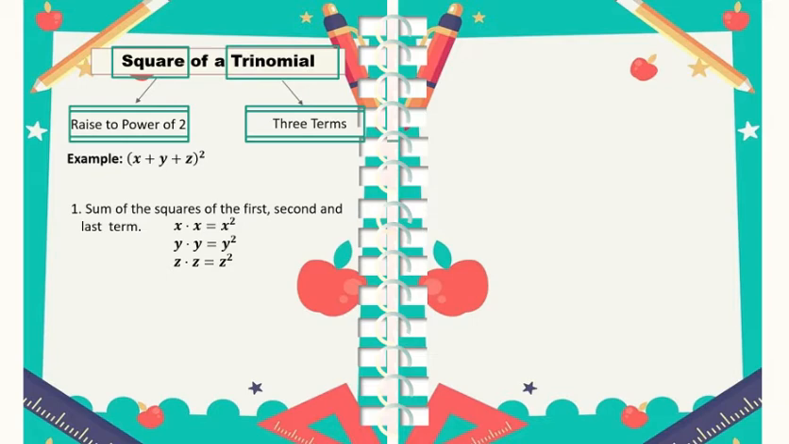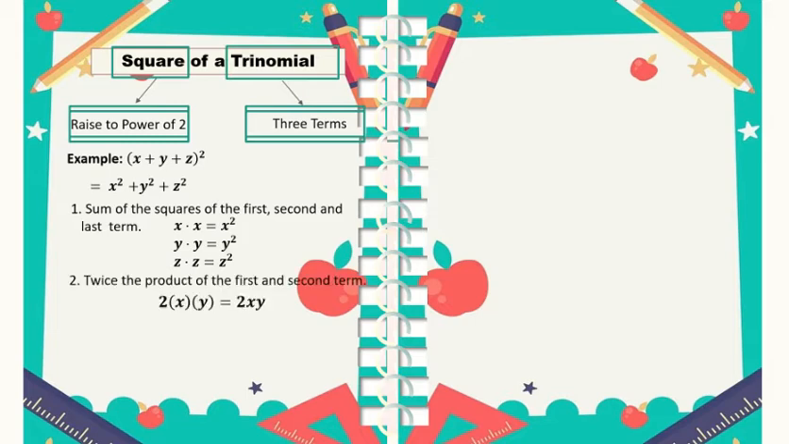Step 1. Sum of the squares of the first, second, and last term. So our first term here is x. Second term, y. Last term is z. So multiply by itself. So we have x times x is equal to x squared. Y times y is equal to y squared. Z times z is equal to z squared. Then sum. We have here x squared plus y squared plus z squared.